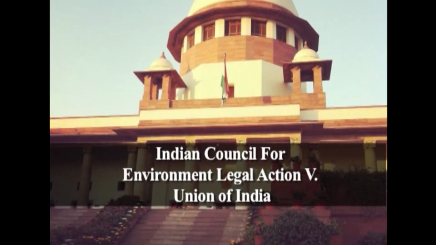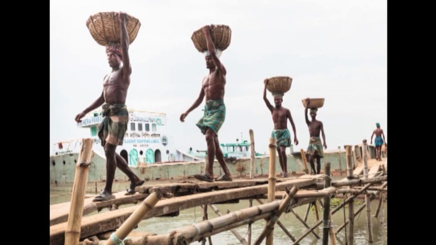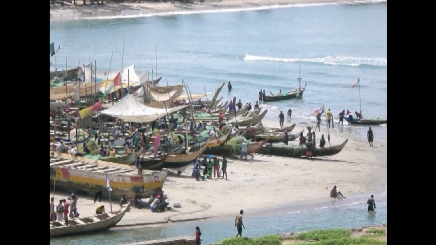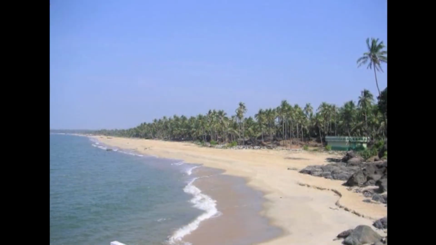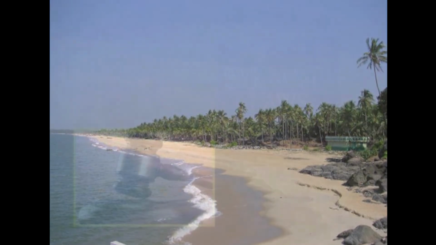In the case of Indian Council for Environment Legal Action versus Union of India, a public interest litigation was filed by a registered voluntary organization regarding environmental degradation in the coastal area. The Supreme Court issued appropriate orders and directions for enforcing the laws necessary to protect the coastal ecosystem.